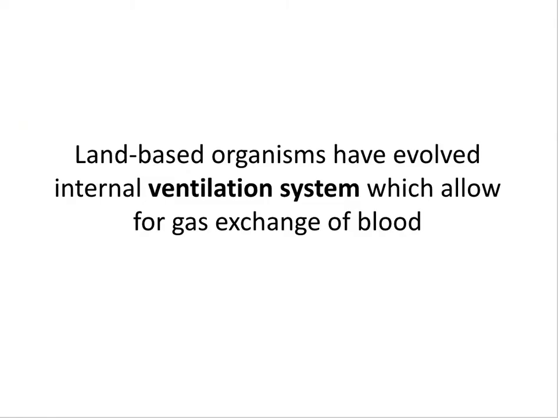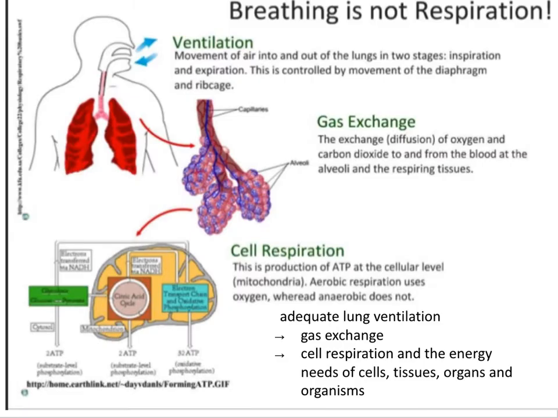Our system is a little bit more complicated than that. So land-based organisms have evolved internal ventilation systems, which allow for gas exchange of the blood. So our ventilation system is very efficient, but it is definitely more complex. So let's go through how our system works.